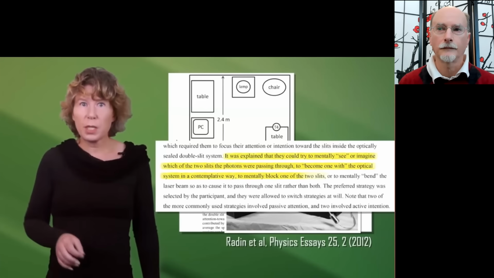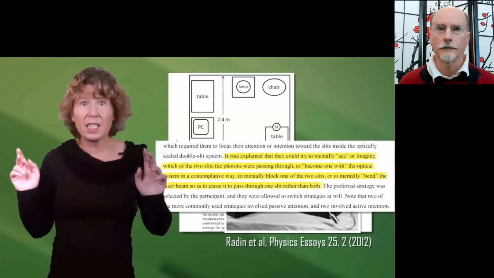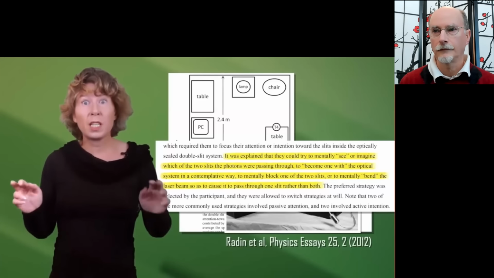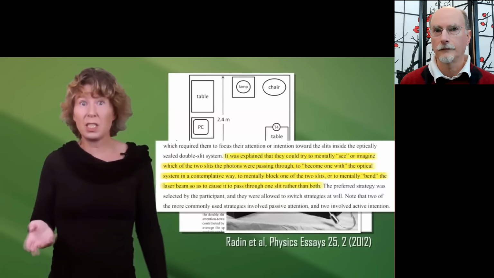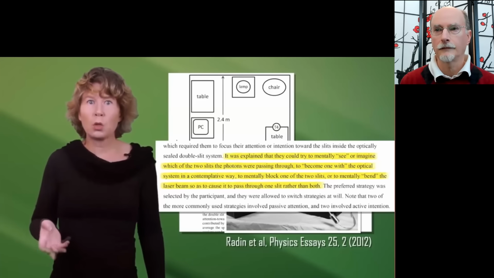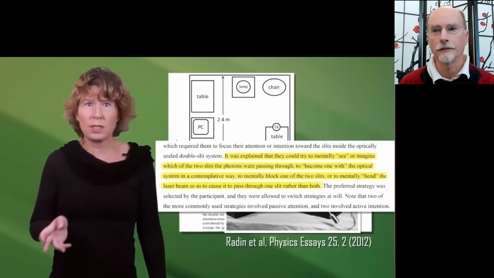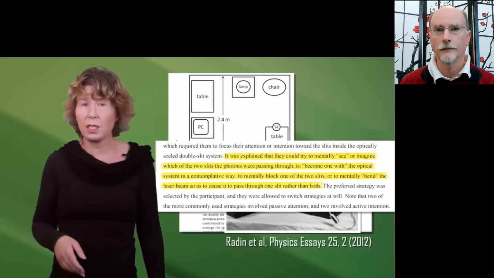It was explained to the participants that they could try to mentally see or image which of the two slits the photons were passing through, to become one with the optical system in a contemplative way, to mentally block one of the two slits, or to mentally bend the laser beam so as to cause it to pass through one slit rather than both. They then statistically analyzed the difference in the interference pattern between the cases where the participants were told to concentrate on the double slit and not. The authors claimed to see a statistically significant difference.